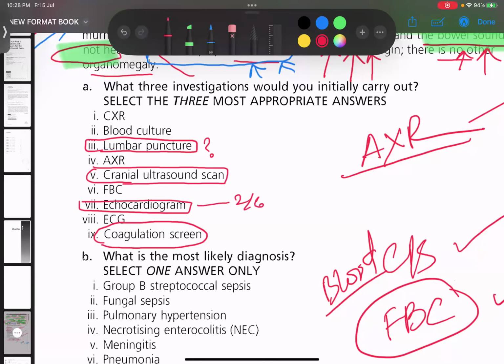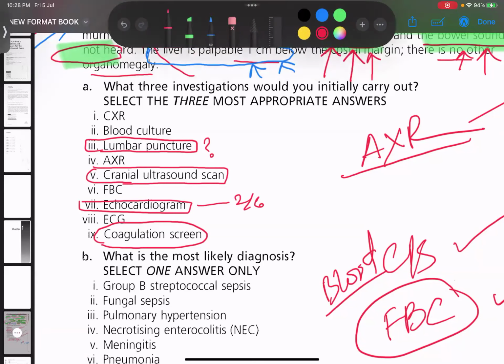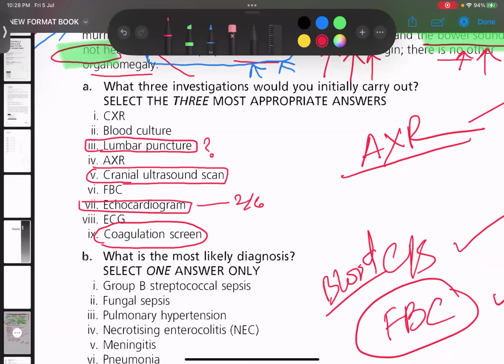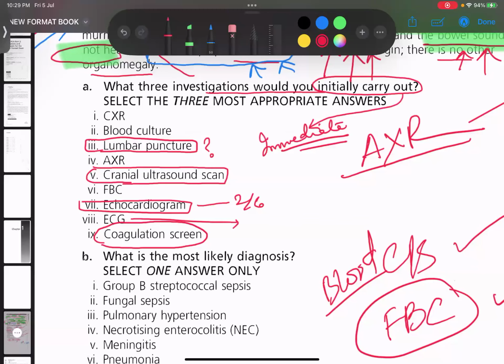And in a sick child, in the absence of any cyanosis, we are not considering any kind of congenital heart disease. In that case, echocardiogram will not be the immediate investigation. Yes, we can do it later on, but this could also be an innocent murmur. So we'll not go with it as the most appropriate answer. They asked about the investigations we would like to carry out initially, so basically, they are looking for the immediate investigations. Okay. Again, ECG is not required in this case.